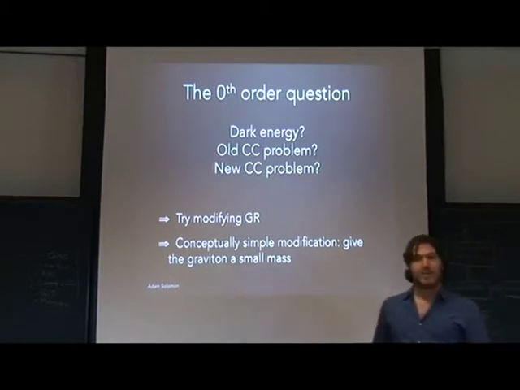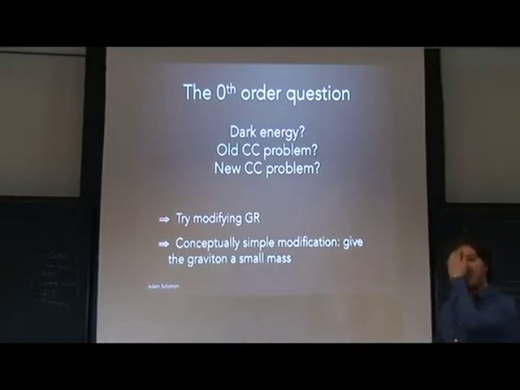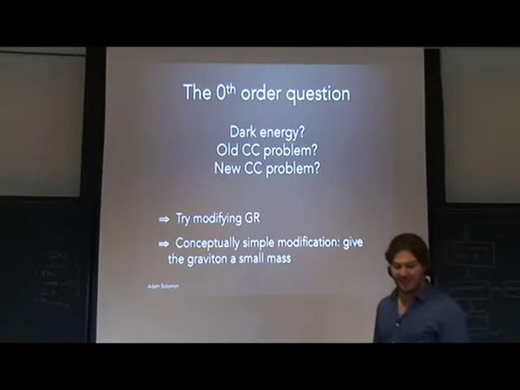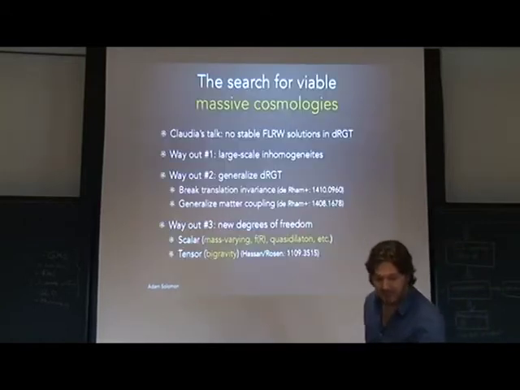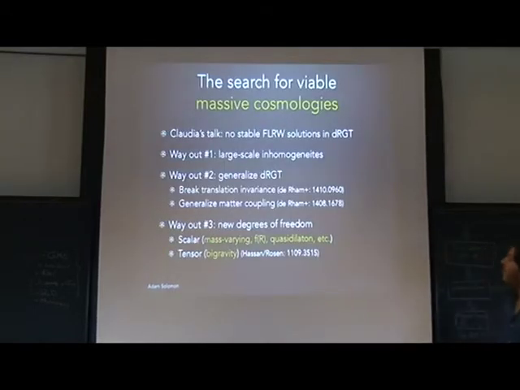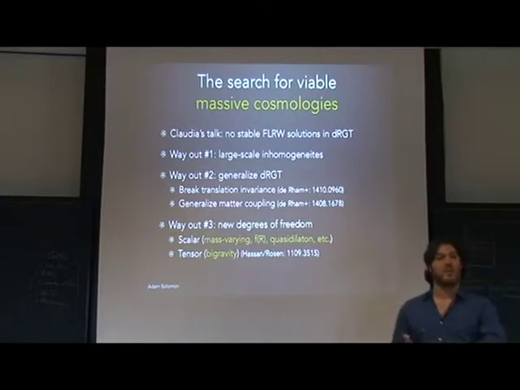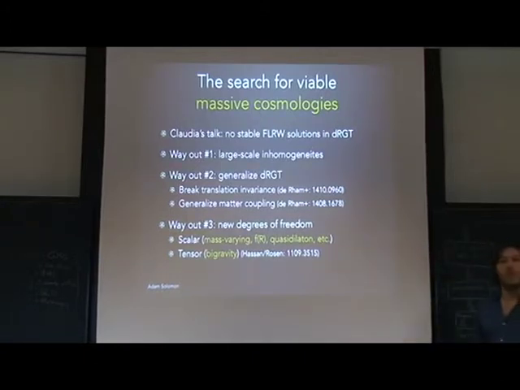So we have a theory of massive gravity, thanks to Claudia and Andrew and a lot of others in this room. How are the cosmological solutions? What's the state? The answer is not so hot. Remember from Claudia's talk that you really can't get stable FRW solutions in pure dRGT massive gravity. So there are a few ways out.